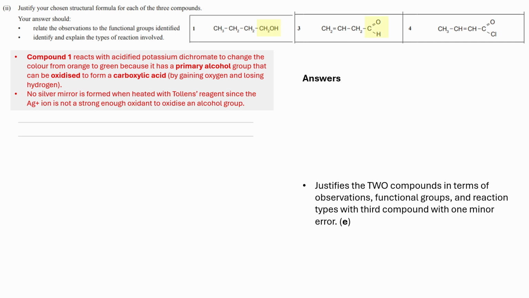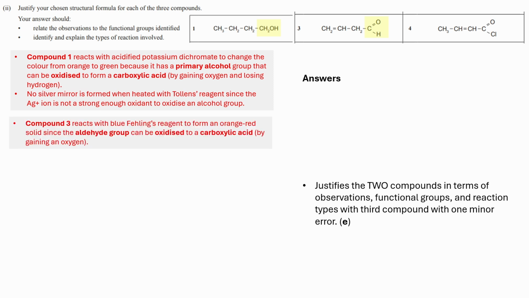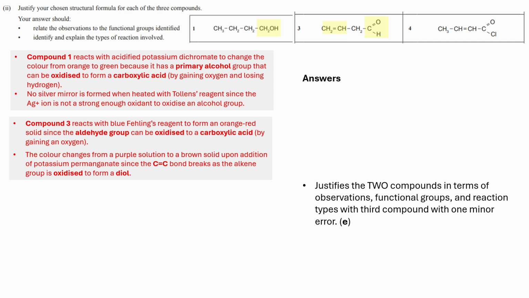Okay, for the number 3 that we chose for the second part of the table, we said that this is an aldehyde group. So, and there's an alkene group here as well. But this reacts with blue Fehling's reagent because it is an aldehyde, and the Fehling's reagent is strong enough to oxidize an aldehyde to a carboxylic acid. Okay, so this has been oxidized to a carboxylic acid. And the second thing here is it has a double bond. So when we add permanganate to this, then the permanganate will oxidize the double bond and produce a diol.